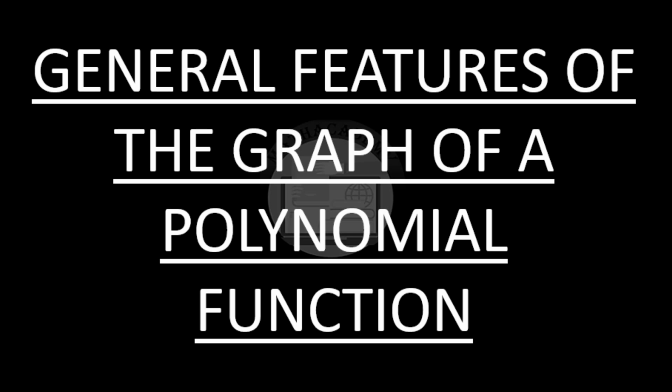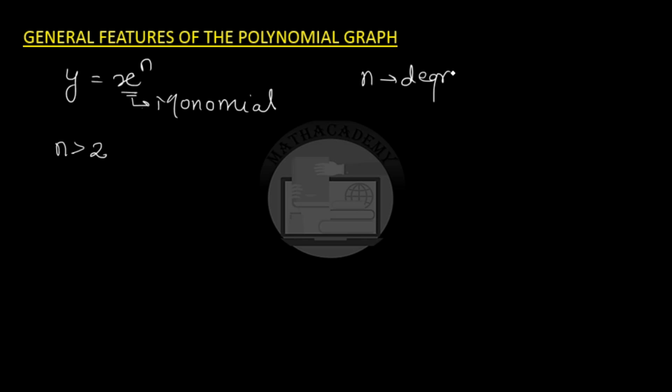So the most basic polynomial function can be represented as y is equal to x to the power n. It can be represented by a monomial x to the power of n. We have to look into the graphs for which n is greater than 2. When the degree is greater than 2, n is nothing but the degree of the function. The highest power of the function is called its degree. So now when n is greater than 2, let us see how our polynomial graphs look like.